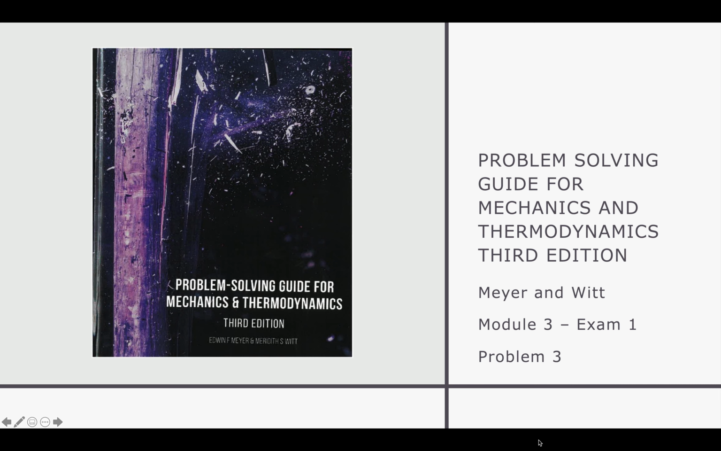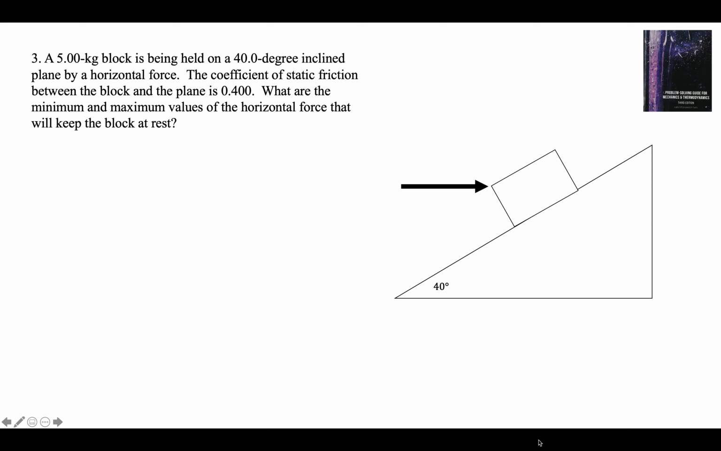This is a walkthrough of Problem 3 on Exam 1 in Module 3 of the book Problem Solving Guide for Mechanics and Thermodynamics. Problem 3: A 5 kilogram block is being held on a 40-degree inclined plane by a horizontal force. The coefficient of static friction between the block and the plane is 0.4. What are the minimum and maximum values of the horizontal force that will keep the block at rest?